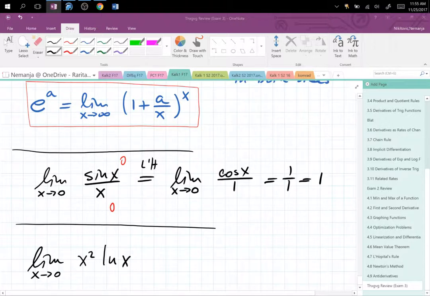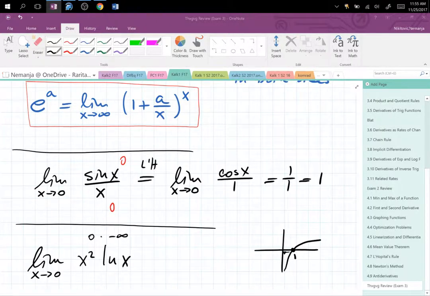Right, so if you are looking into this problem, you will say, all right, I have 0 times negative infinity, because the ln graph looks like this. So as x goes to 0, the y value goes to negative infinity. So this is one of the 0 times infinity problems.